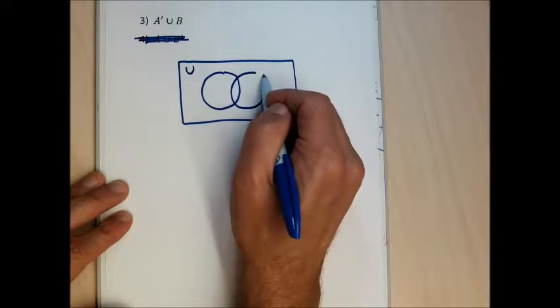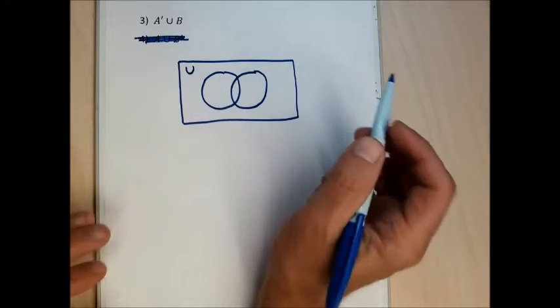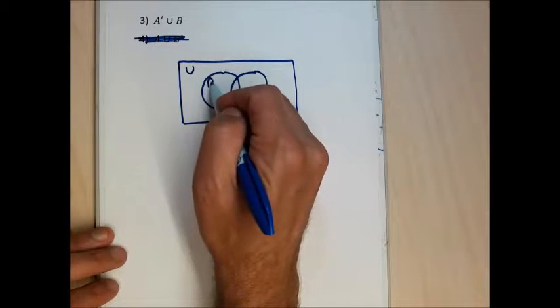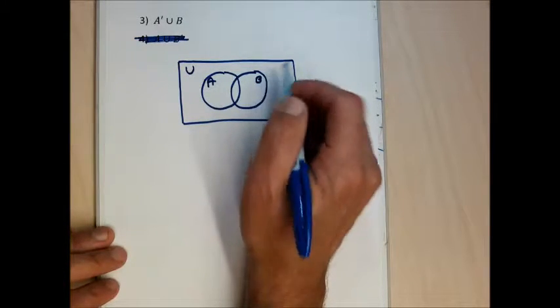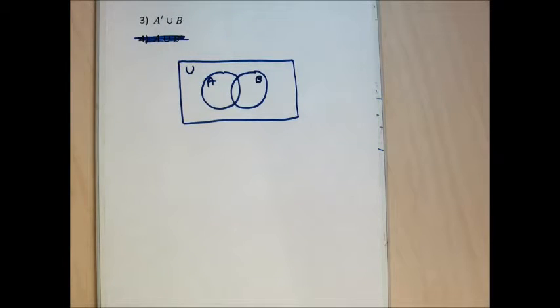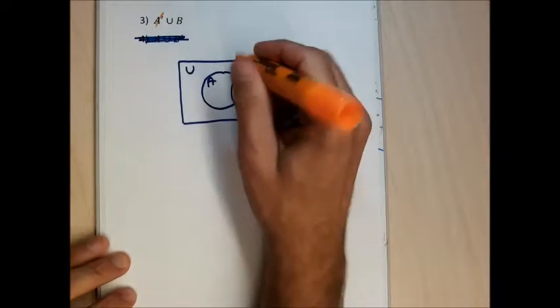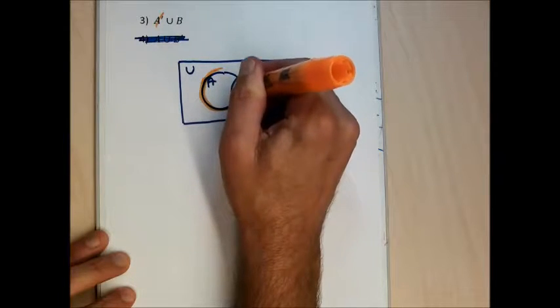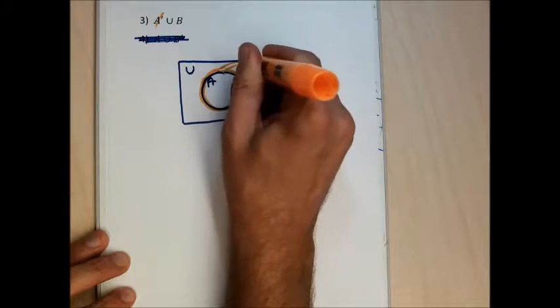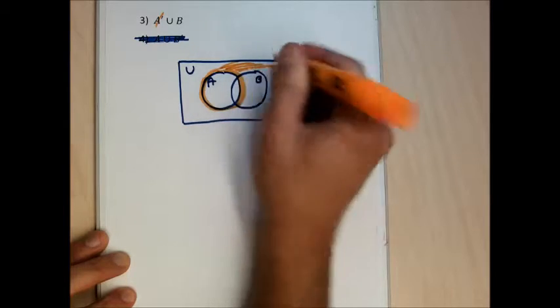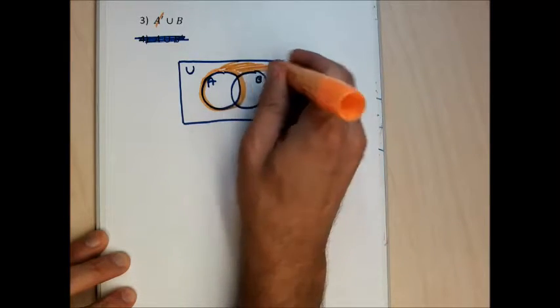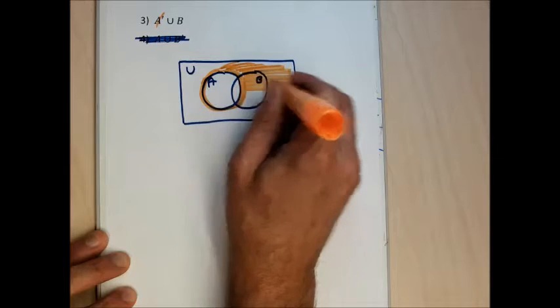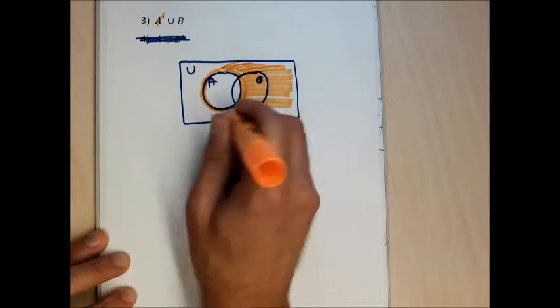So to make a picture of A complement union B, I only need 1 color, and I won't have to do multiple pictures, because unions can be represented with 1 color. So I'm going to represent the set A complement with 1 color, and I'm going to use the same color to do set B. A complement is everything that's outside the A circle. So there's a picture of A complement.